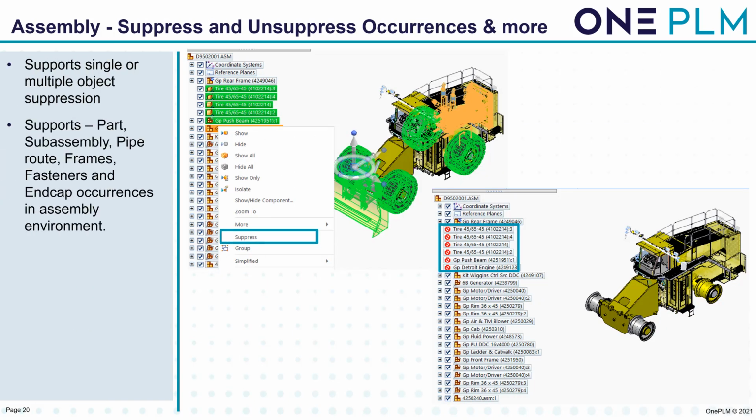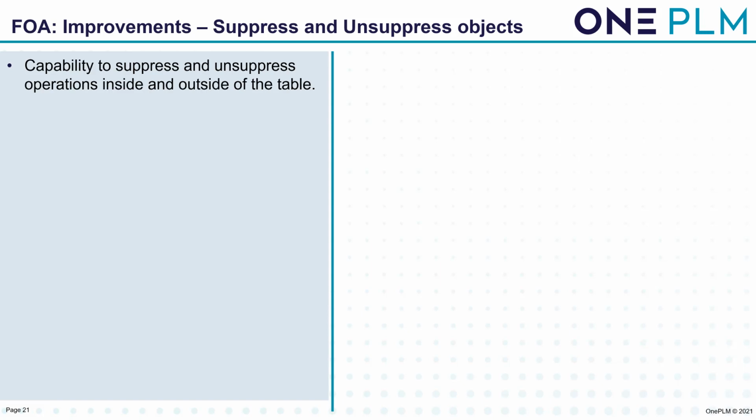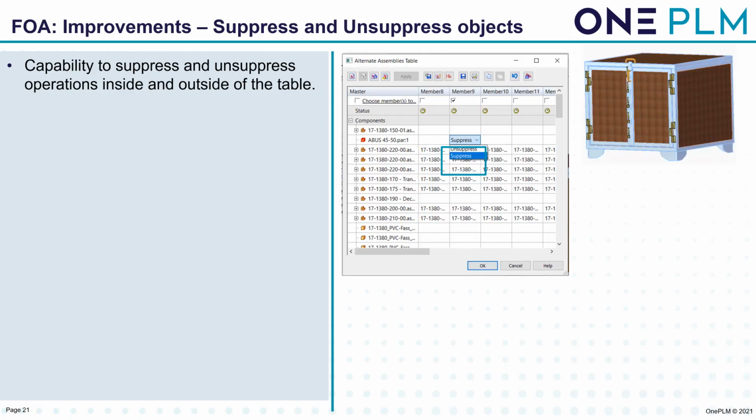So another command that I think has been asked for quite a lot. One of our customers up north in the UK has asked this quite a few times: can we suppress single objects within an item? This now supports part, subassembly, pipe route, frames, fasteners, and end cap occurrences in the assembly environment. We can do this directly as a right-click option. We can also do this in the variable table as well.